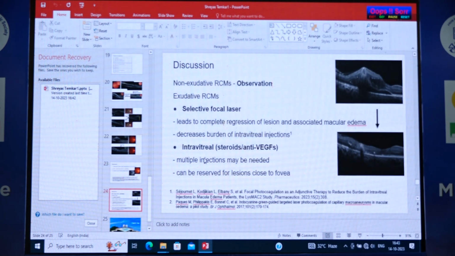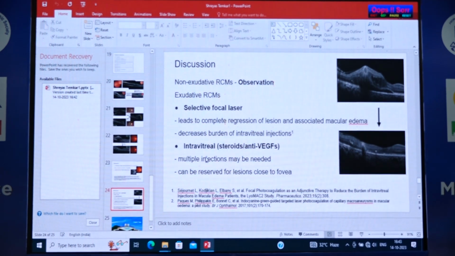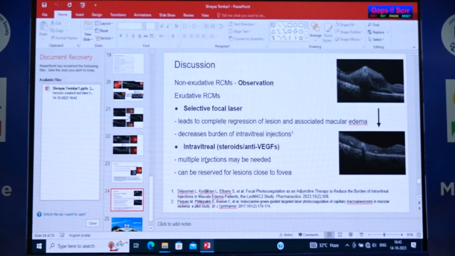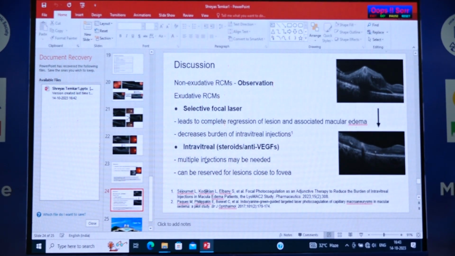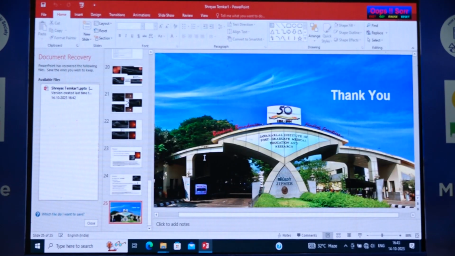For non-exudative RCMs, observation is the best modality. For exudative RCMs, selective focal laser, based on the literature, is also suggested to be one of the best modalities of treatment. If the lesions are very close to the fovea, we can consider intravitreal steroids or anti-VEGFs. However, multiple injections may be needed. Thank you.